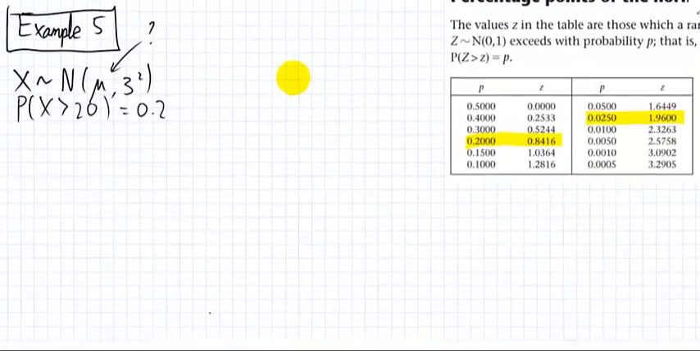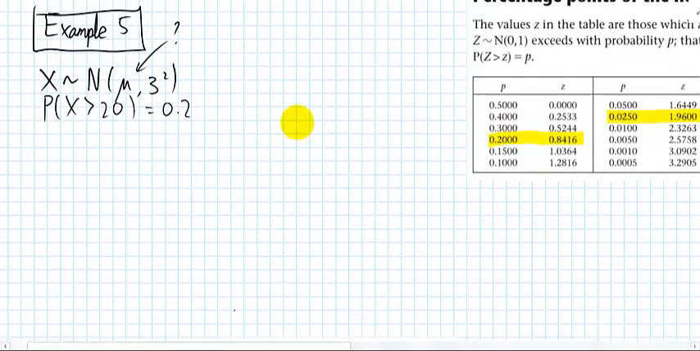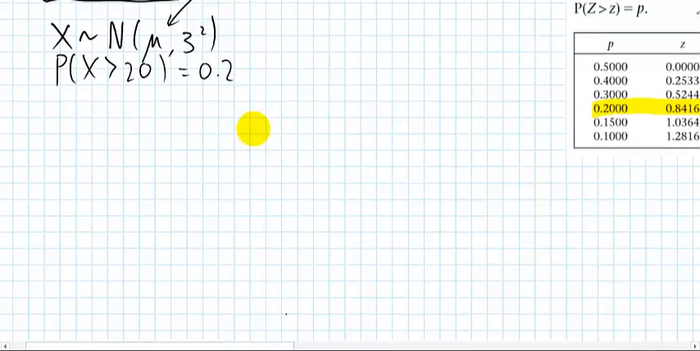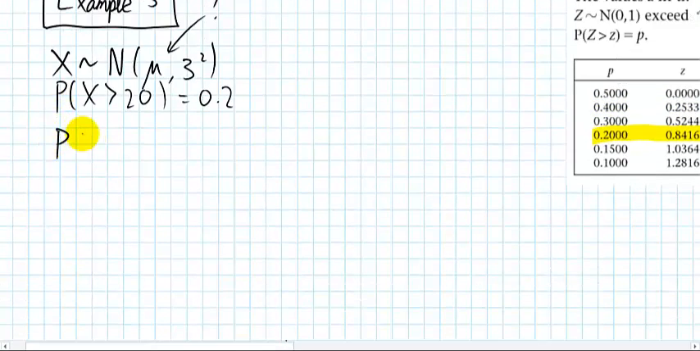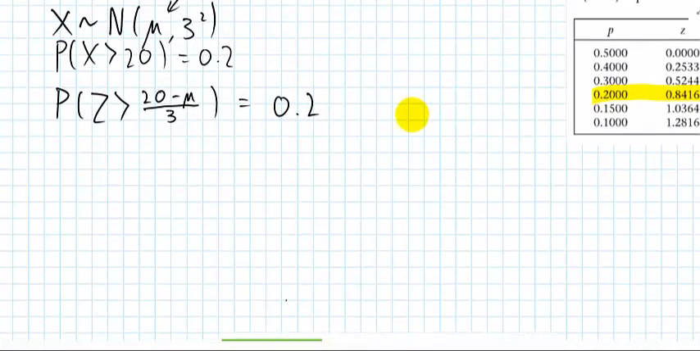In example 5, we're given that x is normally distributed with an unknown mean mu and a standard deviation equal to 3. The probability of x being bigger than 20 is equal to 0.2, and from this we need to work out the value of mu. The first thing, as always, is to standardize the probability. So the probability of z being bigger than (20 minus mu) over 3 is equal to 0.2. Remember, the probability does not change.